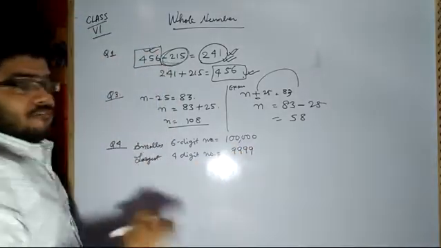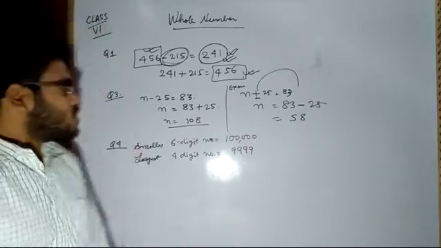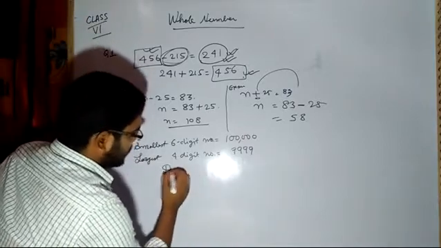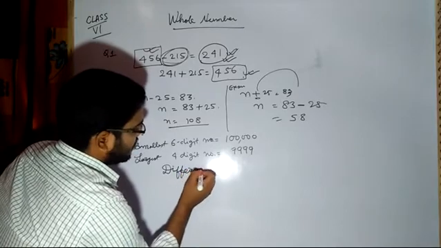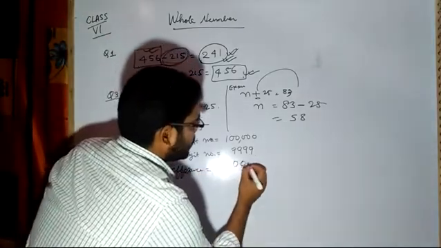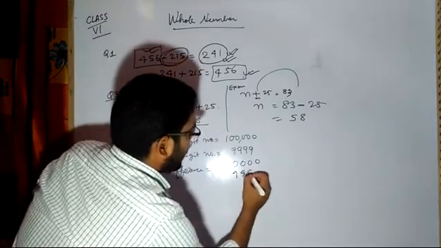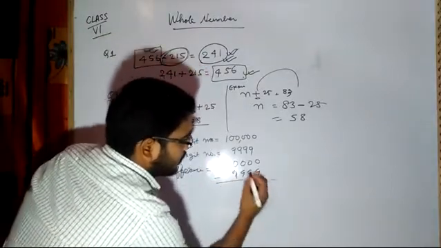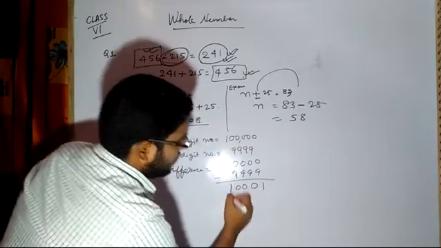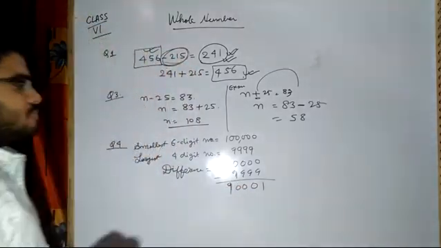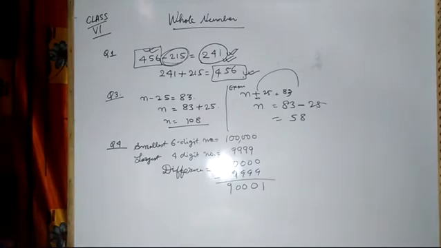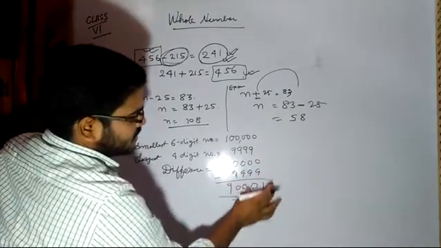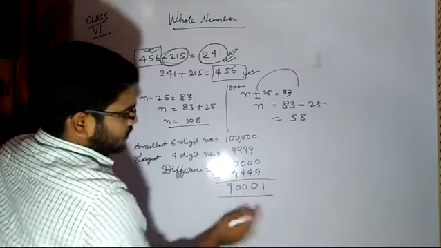Now we have to subtract. When they ask to find the difference of the 6-digit number with the 4-digit number, then we have to simply subtract. So difference is equal to 1000000 minus 9999, sorry, subtract this. So 10 minus 9 is 1, 9 minus 9 is 0, 9 minus 9 is 0, 9 minus 9 is 0, then 9 minus 9 will be here, we have 0.